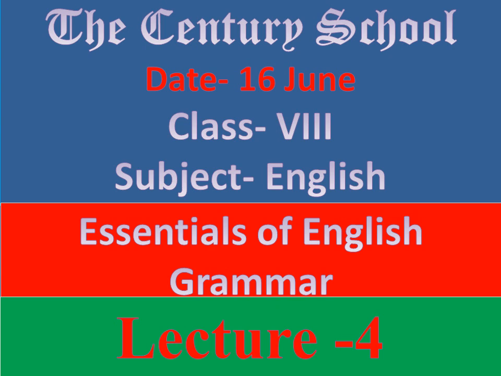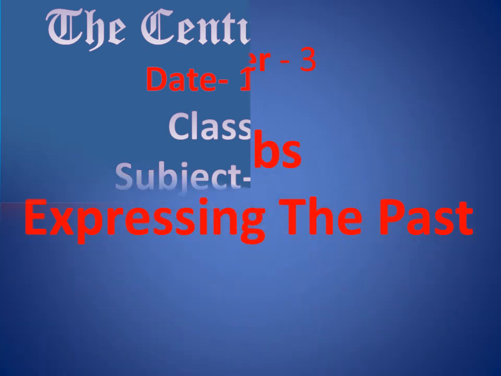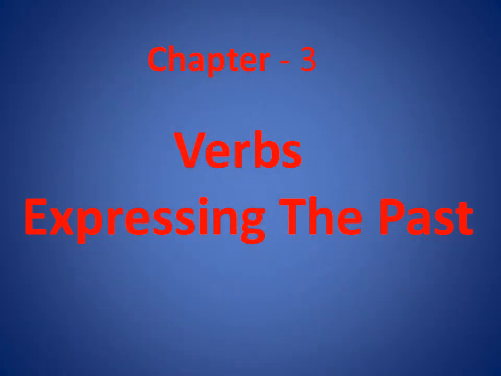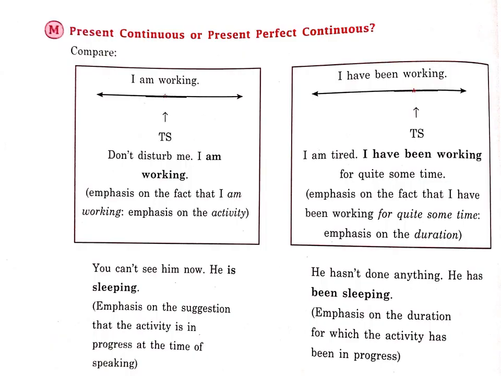The information of the lecture: date 16 June, class 8, subject English, and we are studying Essentials of English Grammar. And this is lecture number 4, children. Sorry. Chapter 3, we are reading verbs expressing the past. Let's see, we are at present continuous or present perfect continuous.